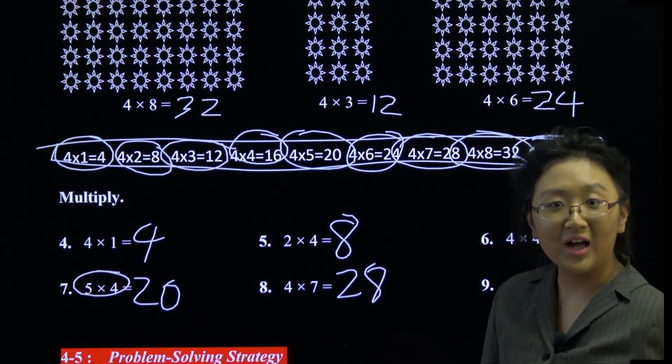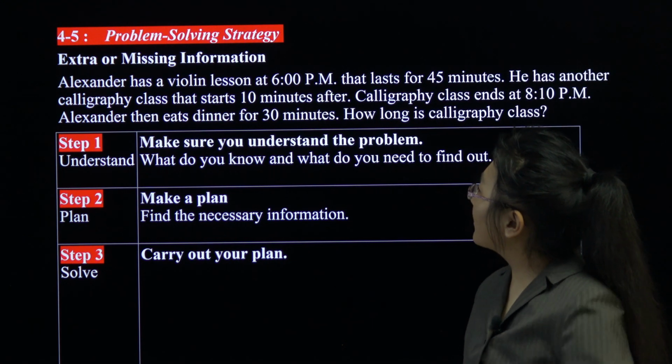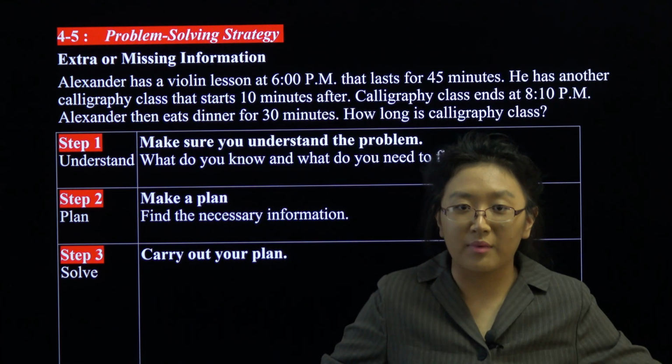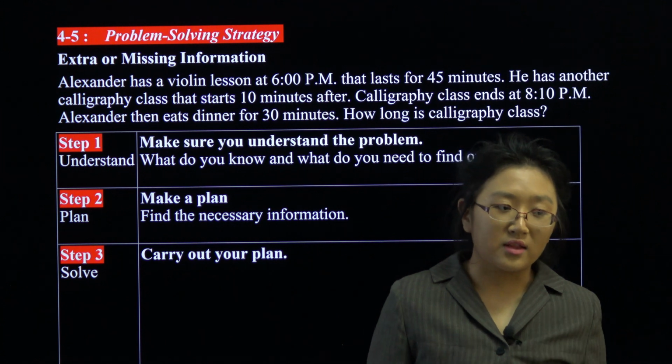Anyhow, moving on to our problem-solving strategy. Extra or missing information. Here's the thing. If you're missing information, you can't solve the problem. If there's extra information though, then, well, you don't need to read that, technically.